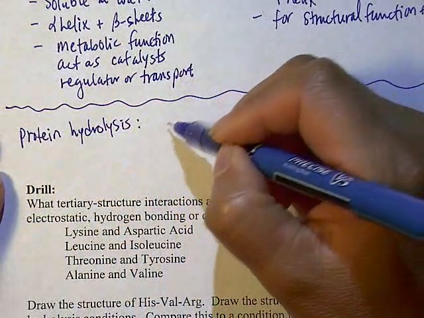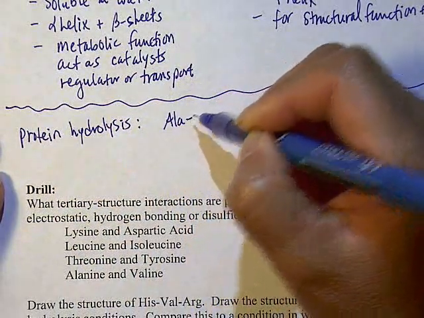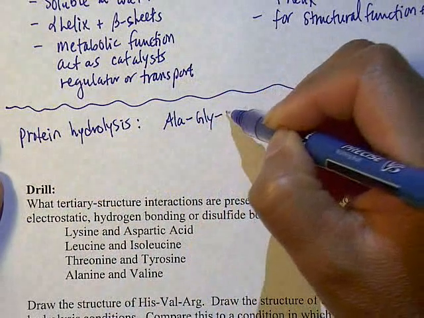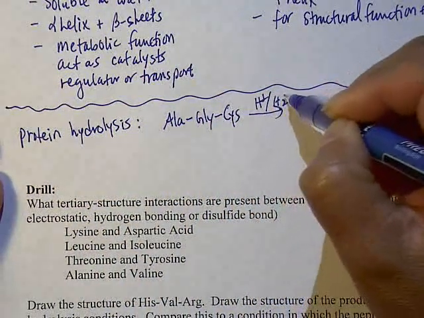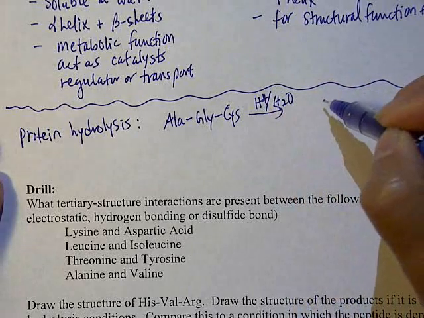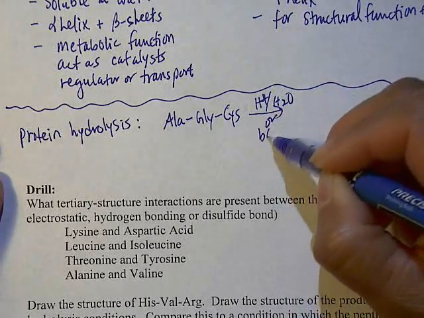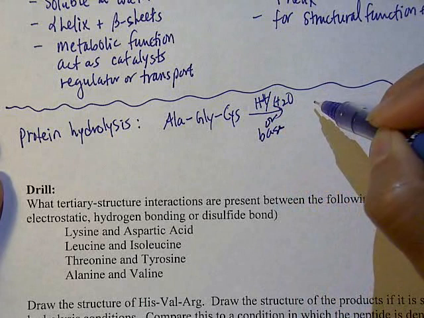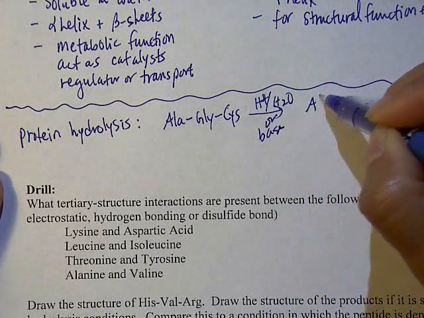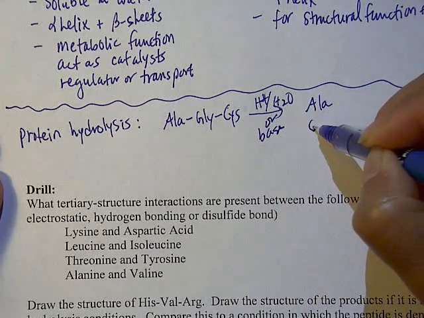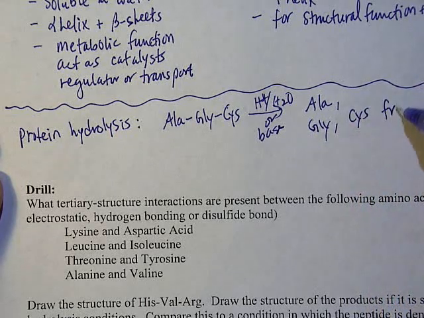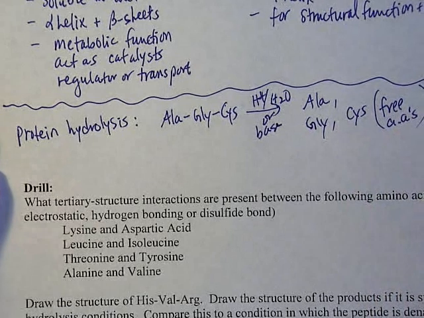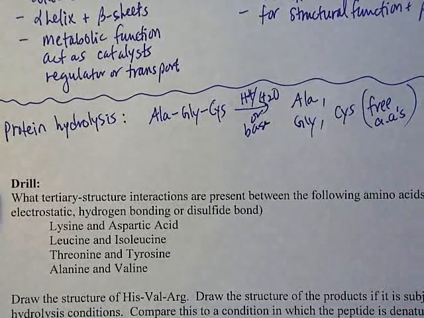and this is when, let's say we have a tripeptide such as this, and you treat it with acid and water, or you could have it under basic conditions as well, as you know. Then you get alanine, glycine, cysteine. These are free amino acids, and so you're breaking up all the amide bonds.